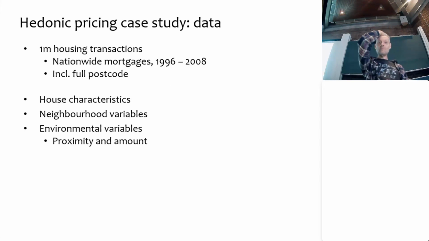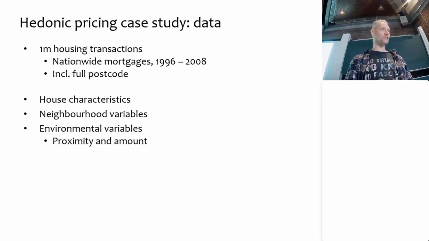They looked at 1 million house sales, and they actually used data not from Zoopla or Rightmove or from the cadastre, but they looked at mortgage data. And of course the banks also know this, right? Because they won't give you a mortgage unless they know exactly what sort of house you're buying, right?